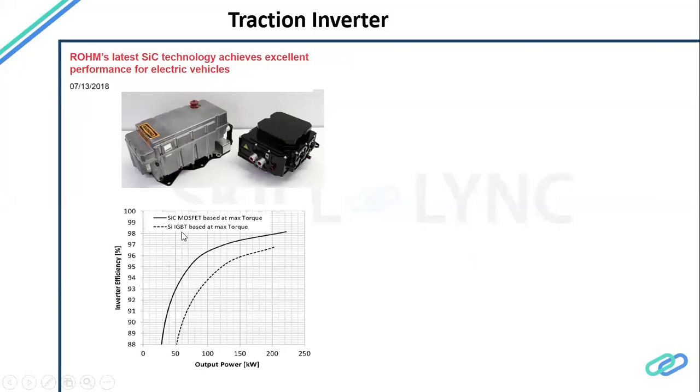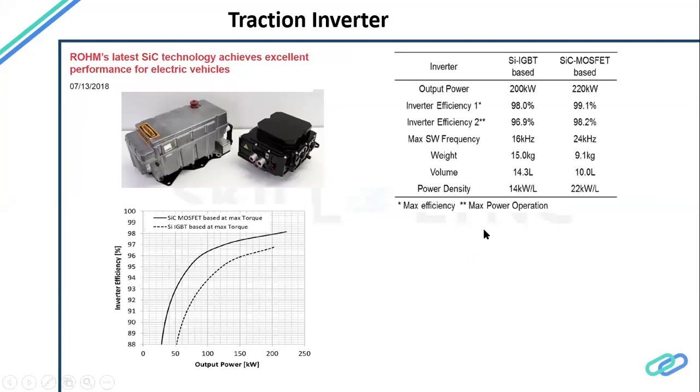The silicon IGBT performance is the dotted one, and the solid one is a MOSFET. So this is the output power versus efficiency, and you can see the claims are very good. If you compare the SiC for almost the same power, you can see the volume density, power density are much better, and it gives something like a breakthrough to the requirements that we have for the traction.